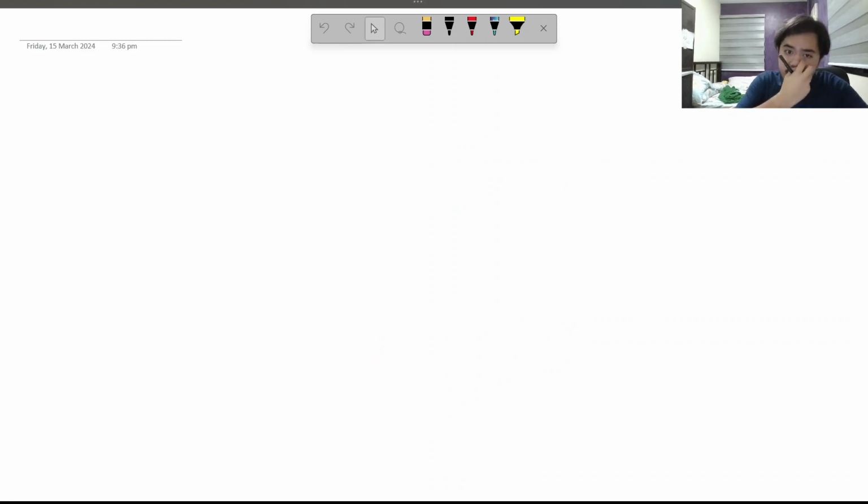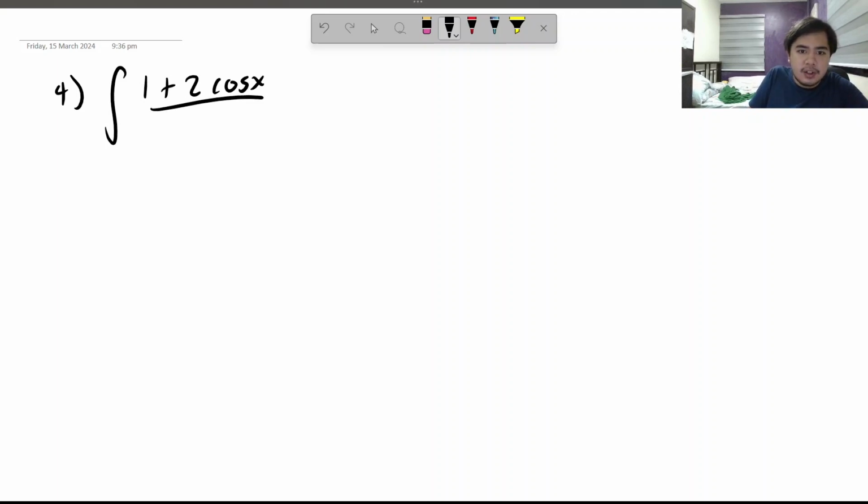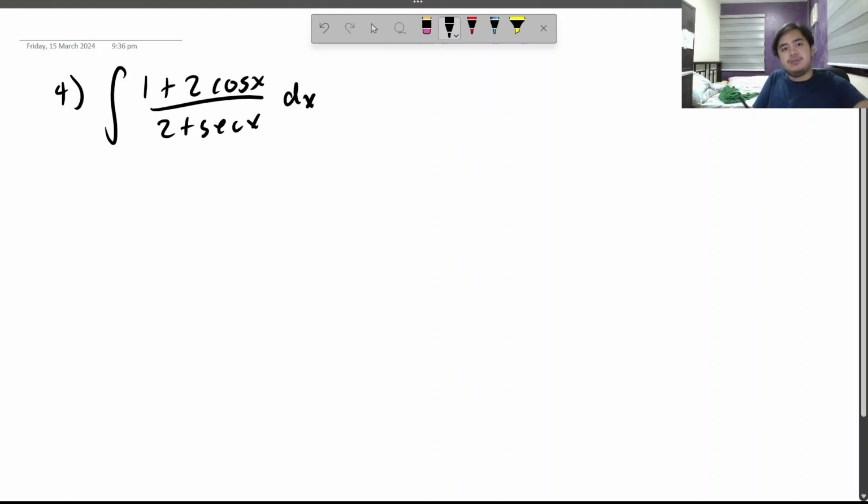Question number 4. Okay. 1 plus 2 cosine x over 2 plus secant x. A classic. So how can we go about solving this? Again, we have to recognize who loves each other in trigonometry. Sine loves cosine, secant loves tangent. There's cosine here and then there's secant here. They don't love each other very much.